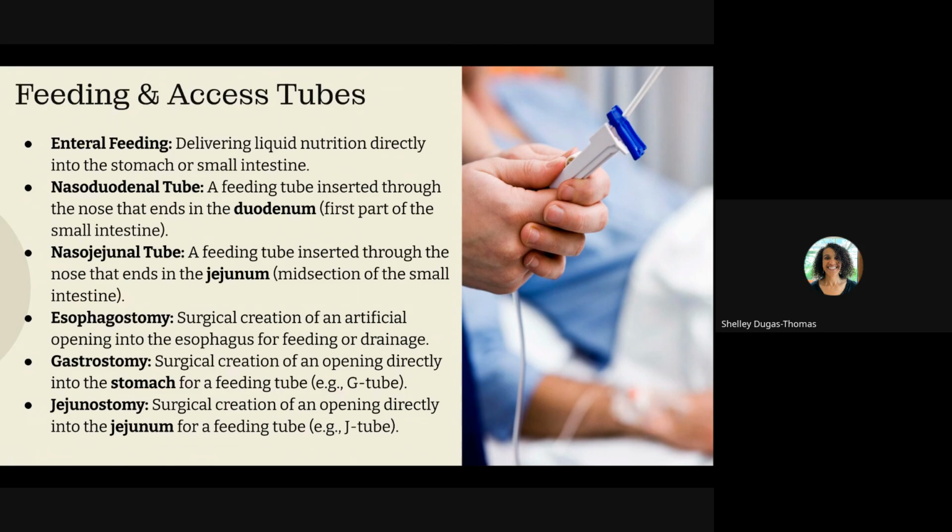For feeding tubes, we look at the path prefixes. Naso meaning nose. A nasoduodenal tube travels from the nose to the duodenum. Tubes surgically placed directly into organs utilize the same stomy suffix. Gastrostomy, which is a G tube, is an opening directly into the stomach, and jejunostomy is a J tube, and it is an opening directly into the jejunum.